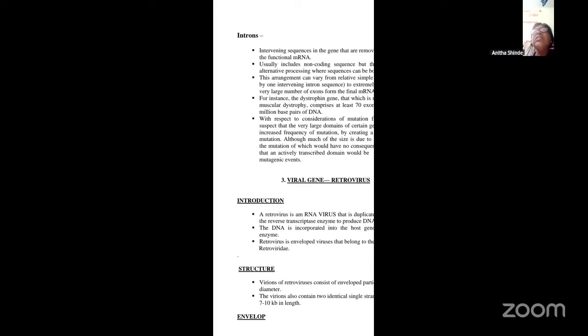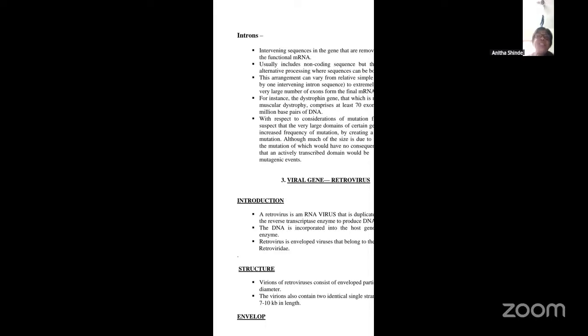Exons are the gene sequences which are present on the messenger RNA molecule. They consist of both coding as well as non-coding sequences, mainly coding sequences, but sometimes they can also have non-coding sequence. But if you talk about introns, introns basically have the non-coding sequences.